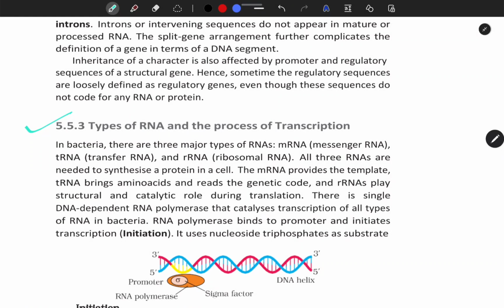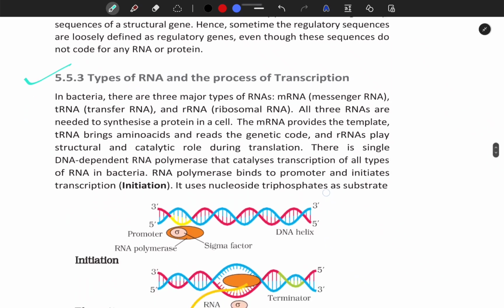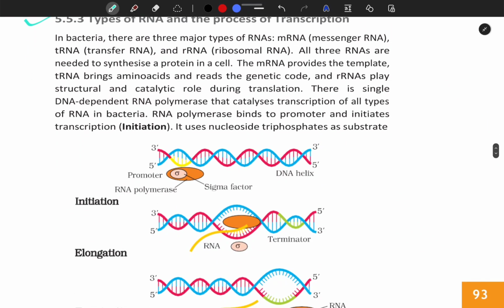5.5.3 Types of RNA and the process of transcription. In bacteria, there are three major types of RNAs: mRNA, that is messenger RNA, tRNA, that is transfer RNA, and rRNA, that is ribosomal RNA. All three RNAs are needed to synthesize a protein in a cell. The mRNA provides the template, tRNA brings amino acids and reads the genetic code, and rRNA plays structural and catalytic role during translation. There is a single DNA-dependent RNA polymerase that catalyzes transcription of all types of RNA in bacteria.